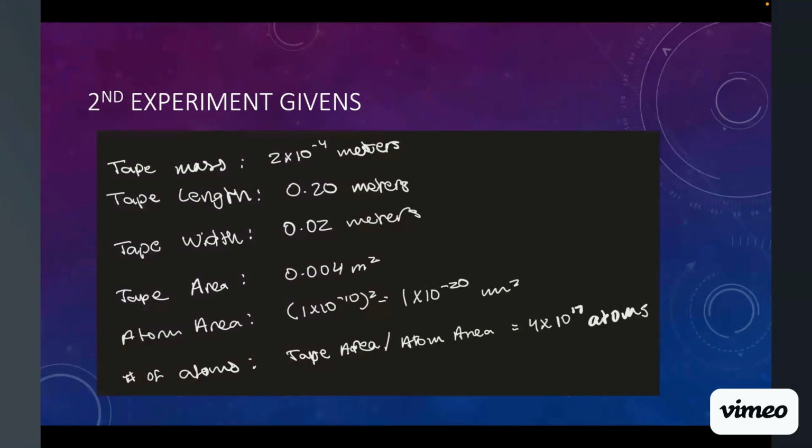In the second experiment, this is some of the data that we were given. The tape mass was 2 times 10 to the negative 4 kilograms. That's the tape length and width, and then we found the area by multiplying the length and width. The atom area was given to us, and then we found the number of atoms in the tape by dividing the tape area by the atom area. This is going to be useful for our future code and our calculations.